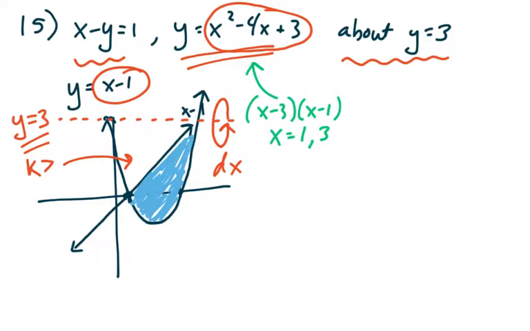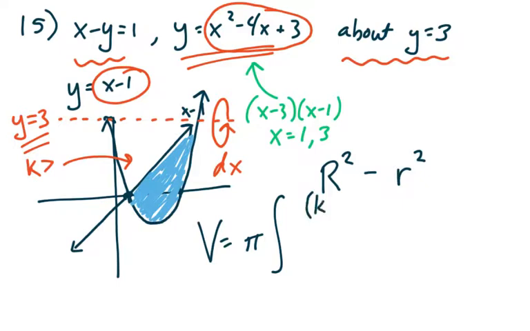Okay, let's just start setting it up. So the volume will be pi first, because we put that on the outside. The integral from where to where? Now that I don't know yet. Why don't we come back to that in a second? But let's try to do big R squared minus small r squared. And here it's going to be the k value minus the outer and the k value minus the inner. All right, well the k value is 3. That's not too bad.